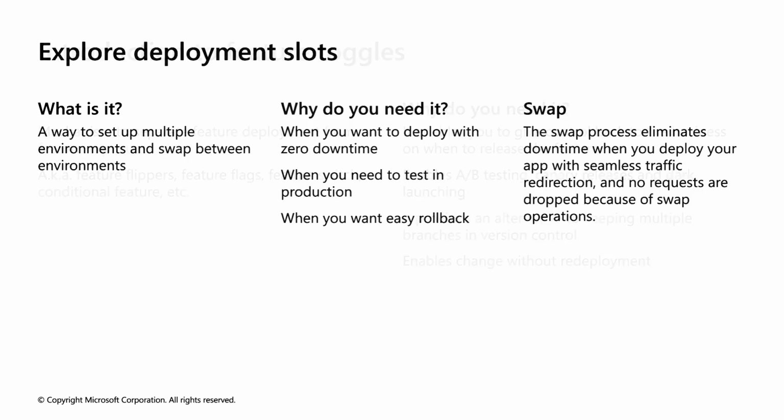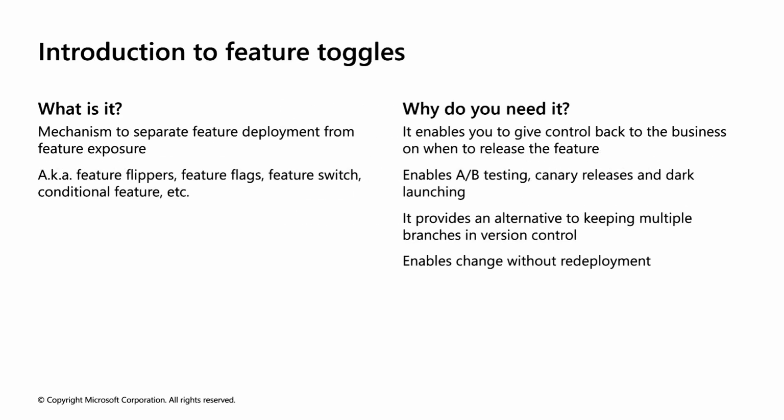Feature toggles, also known as feature flags, flippers, or switches, are mechanisms that let you separate the deployment of a feature from its actual release to the user. This means that we can deploy new code to production without immediately exposing new features, giving control back to the business on when to activate those features. Feature toggles are especially useful for enabling A/B testing, canary releases, and dark launching, and they provide a flexible alternative to managing multiple branches in version control.